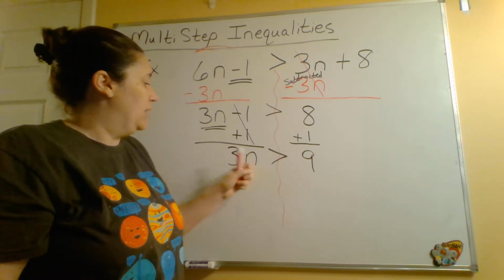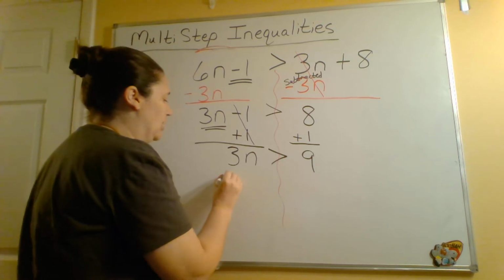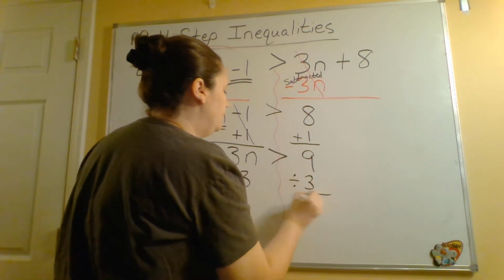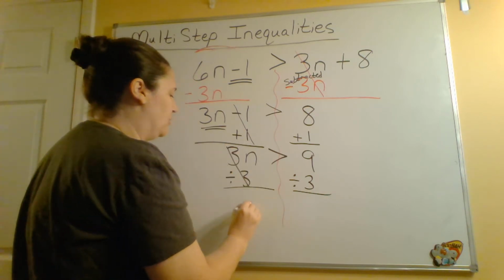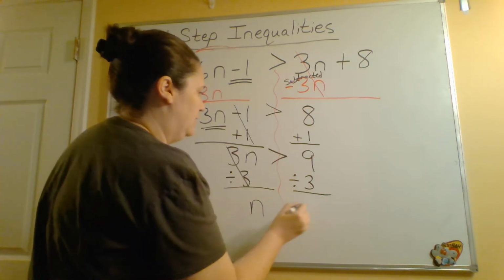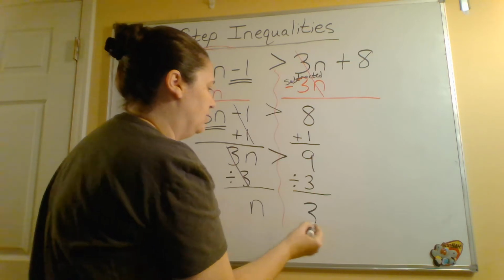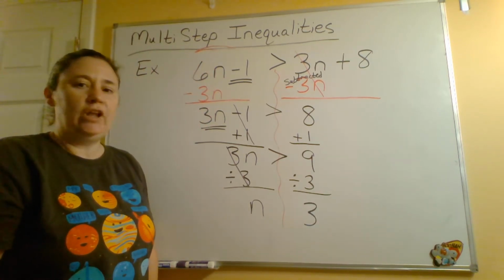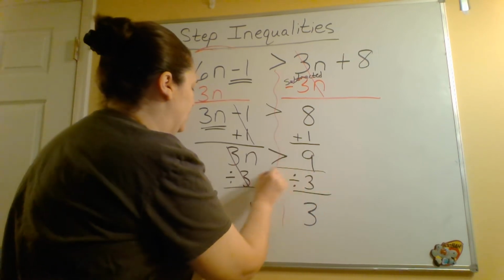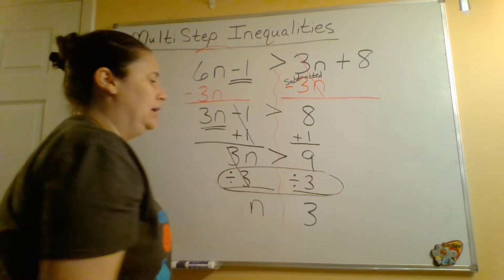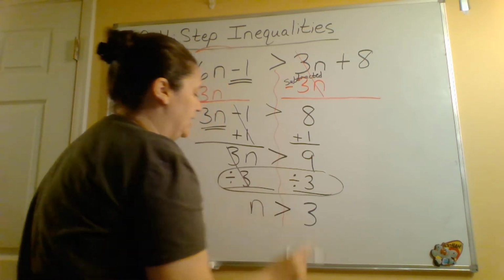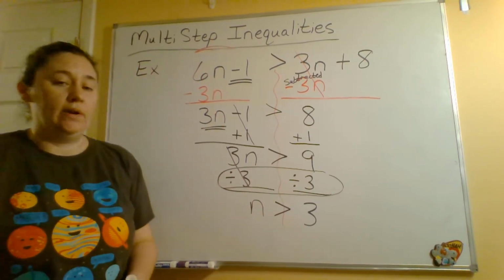N is being multiplied by 3. We have to do the opposite and divide by 3. Divide by 3. The 3's cross off. N is on the left. 3 is on the right. Should I switch the sign? Nope, doesn't look like it. I divided by a positive number. I didn't divide by a negative number. So this sign is going to stay the same. N is greater than 3.